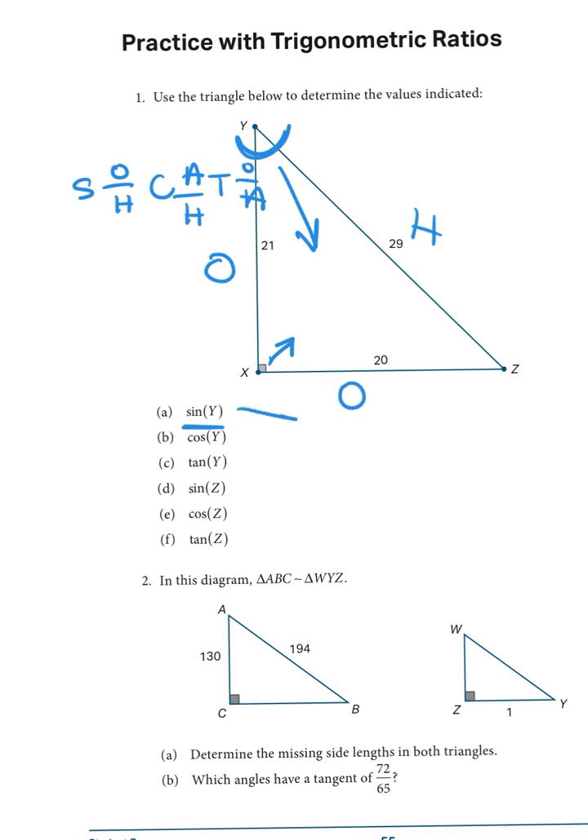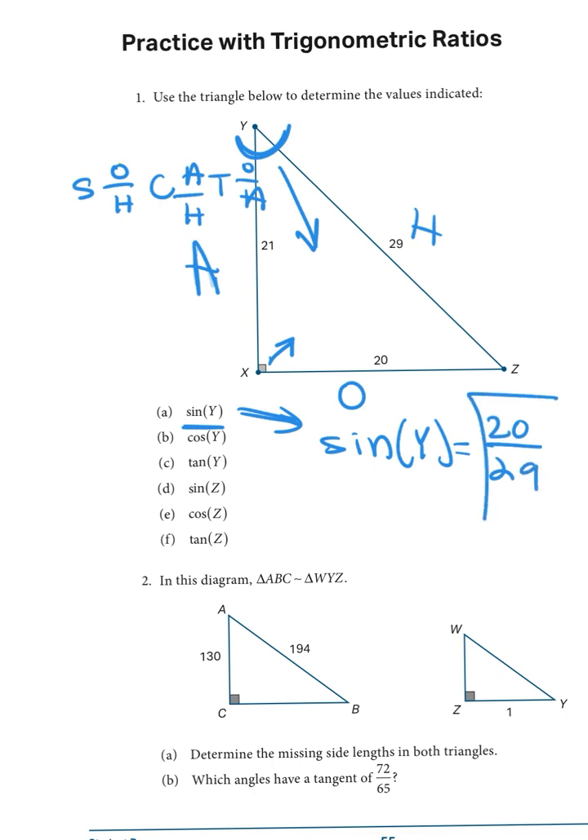So for sine, I have sine y is going to be the ratio of opposite over hypotenuse. The opposite here, oh wait, why did I draw an A? I meant to put A right here. Sorry guys. A right here. So I know that my sine is opposite over hypotenuse. The opposite here is 20, and the hypotenuse is 29. And this would be my answer.